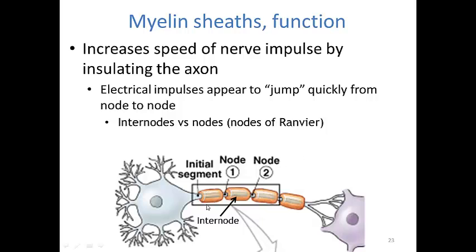The myelin sheaths form in little chunks. So you can see we have a bunch of myelin sheath here on an axon, and then there's no myelin sheath, and then there's myelin sheath again, but then there's no myelin sheath. The areas of the axon covered with myelin sheath are called internodes, and the areas of the axon not covered with myelin sheath are called nodes. They're also known as nodes of Ranvier. What happens during an action potential is that the electrical impulse appears to jump quickly from node to node along the axon. We call this propagation of the action potential, and we'll talk more about this later in the semester.